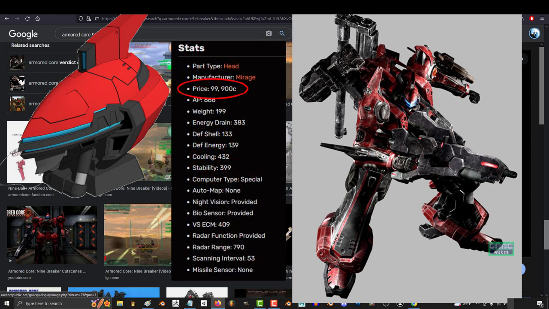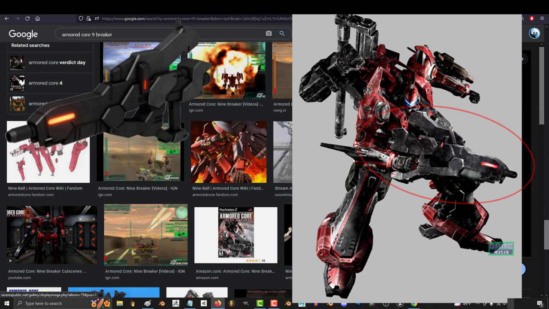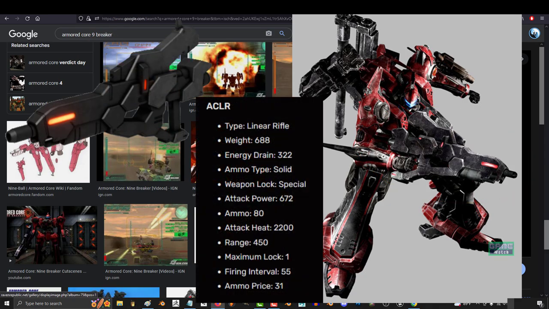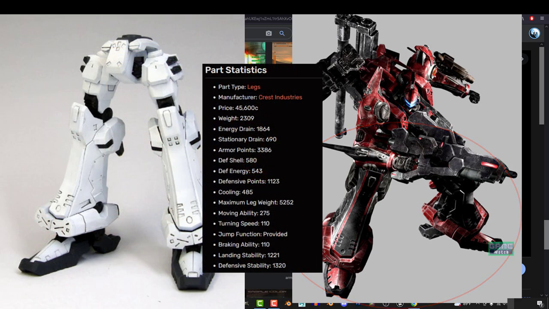It costs 99,000 credits and weighs 199 units. This gun is the WR-93RL. It's a rifle manufactured by Crest Industries, holds 80 rounds of ammunition, has a range of 450, and weighs 688 units. These legs are called the LH-80S2, previously known as the SNSK.